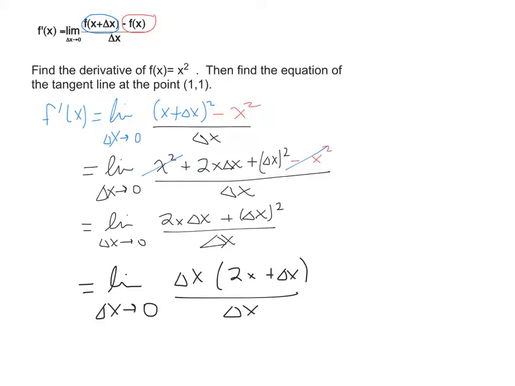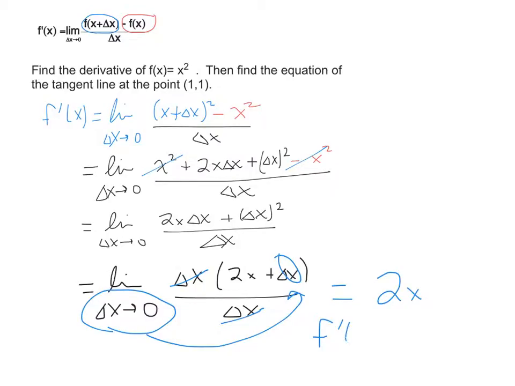Okay, so now that I have that common factor of delta x, I can cancel it. Now, I'm not worried about dividing by 0. Now I can go ahead and do my direct substitution here. If I plug in 0 for my delta x, I'm going to end up with the final answer 2x. Okay, so 2x, so for this function, f prime, or the derivative of f, is equal to 2x.